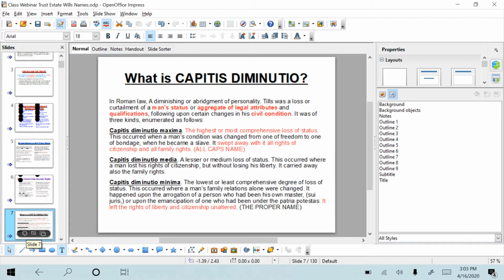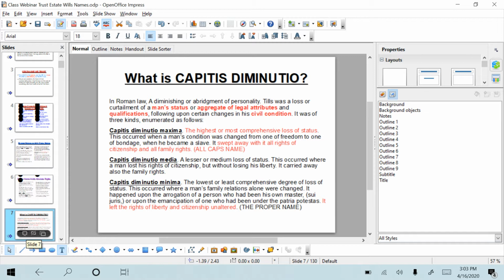Minima is basically the proper standing of your name. Maxima is the all caps. It's maxed out to the fullest. And when you're at this status of loss of status of a man, right, is what it's relating to when you're talking about these Latin terms. Your civil condition changes.